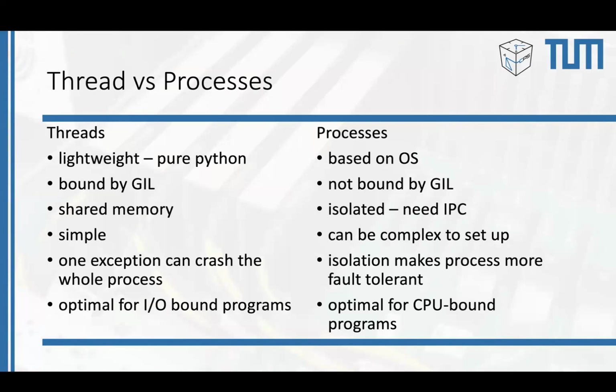In the end, basically, the typical choices: if you have an IO-bound program, like for example, you're collecting data, you're scraping data from the internet, then you probably are good with threads. But if you want to distribute computing across machines or across cores, you want to actually go for processes. So far, so good?